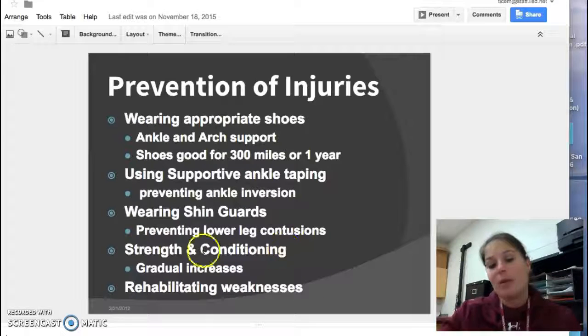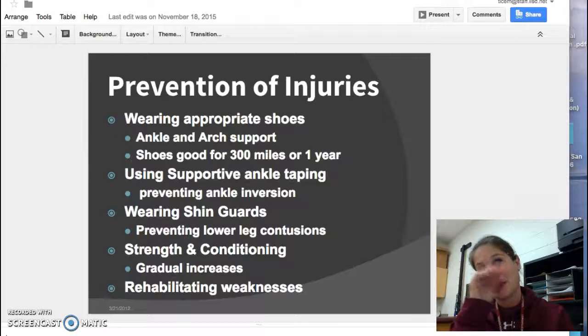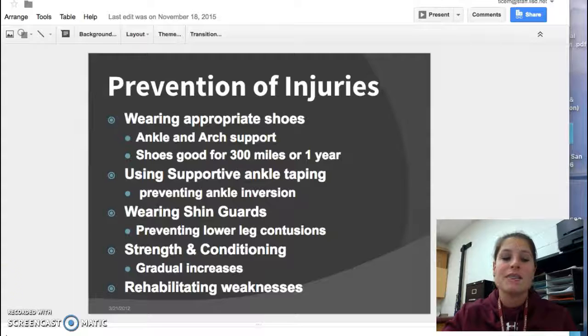The big component that we'll see is proper strength and conditioning. In our ankles, making sure that your muscles are ready for your activity, making sure that your body can handle whatever activity you're about to have. And obviously, if you do have an injury, making sure that you do rehab exercises to make it better, all right?